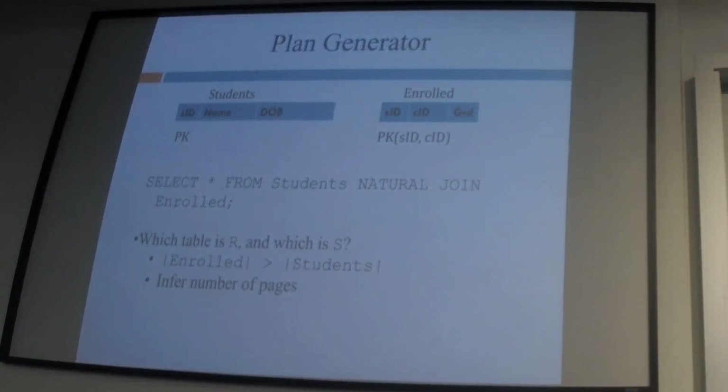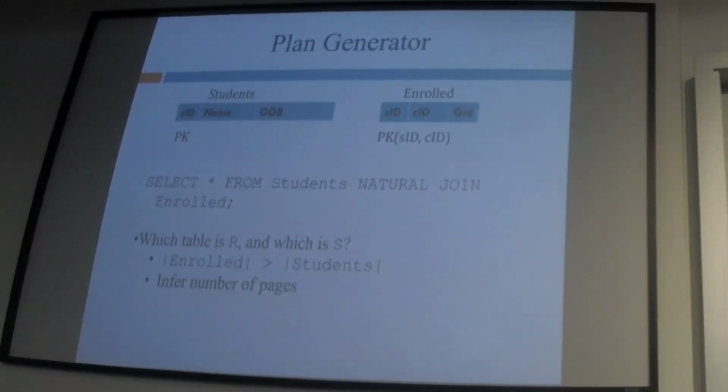And we don't get to add any indexes. So what's the plan generator going to do here? What's R, what's S? Let's go over how it picks this. If there are no indexes it can use to make the join faster, which one does it use as the inner loop? Students, why? Because it's smaller, yes. So if there were no indexes at all, it would use students as the inner one.